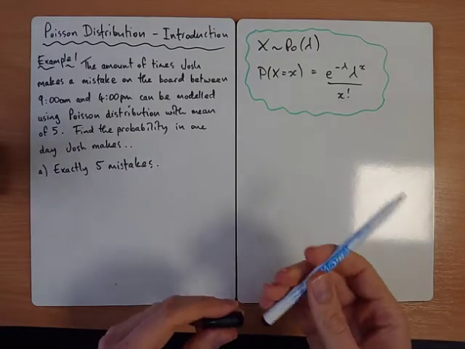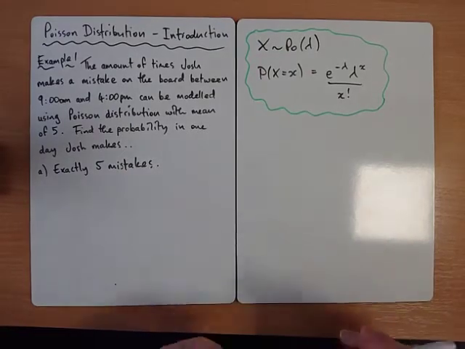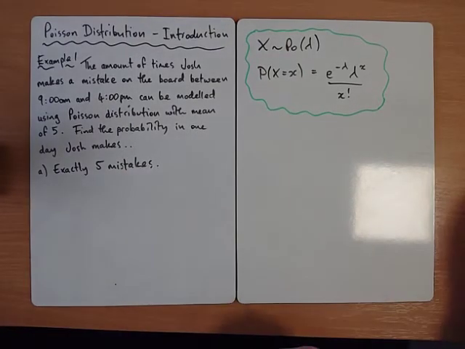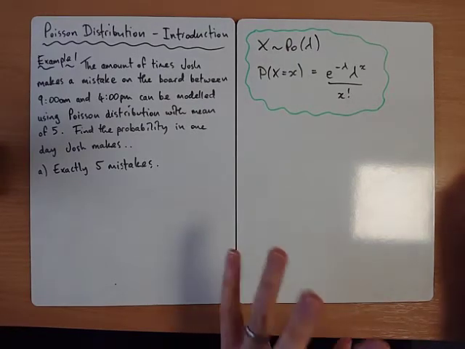Let's take a look at the Poisson distribution, just an introduction, with an example. Example 1 says the amount of times that Josh makes a mistake on the board between 9 AM and 4 PM can be modelled using a Poisson distribution with a mean of 5. And then we're asked to find some probabilities.